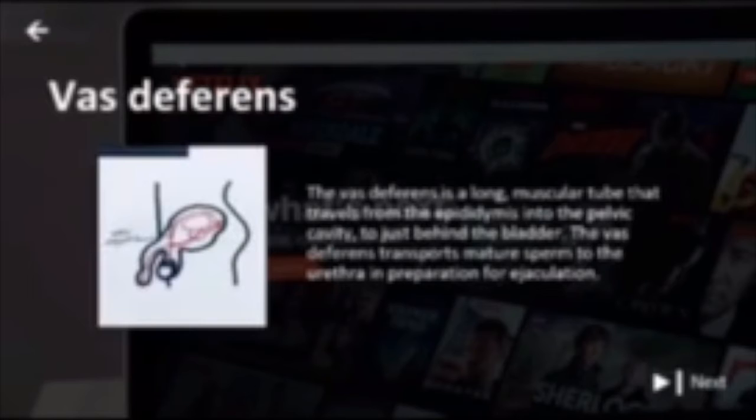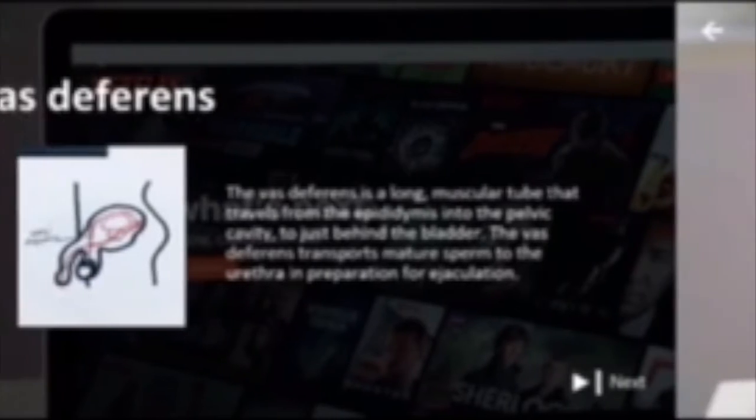First, we have the vas deferens. It is a long muscular tube that travels from the epididymis, as you can see in the picture, into the pelvic cavity to just behind the bladder. The vas deferens transports mature sperm to the urethra in preparation for ejaculation.